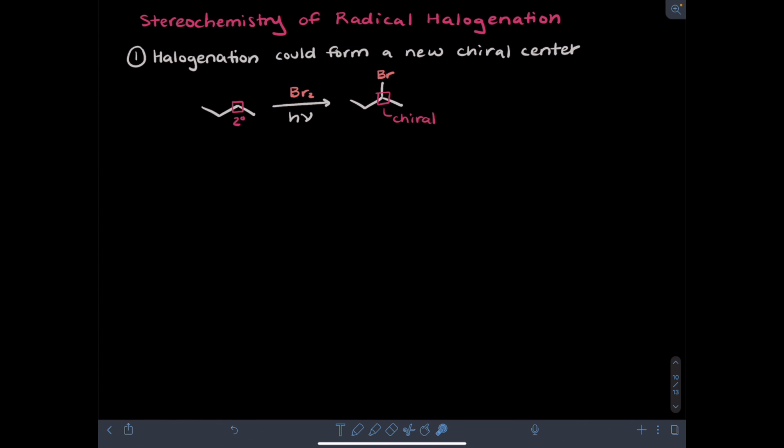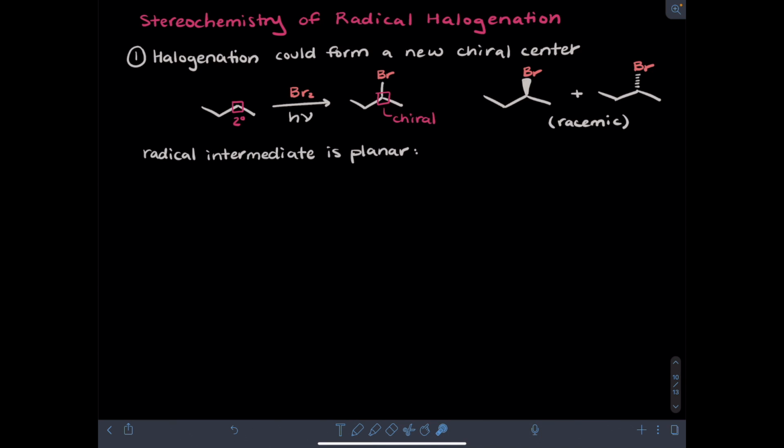Notice that the starting material was achiral, but the product has a new chiral center. Halogenation, if it forms a new chiral center, will generate both stereoisomers of product. In this case, you would draw products both with a wedge bromine and a dash bromine, and these are enantiomers, meaning this is a racemic mixture of product.